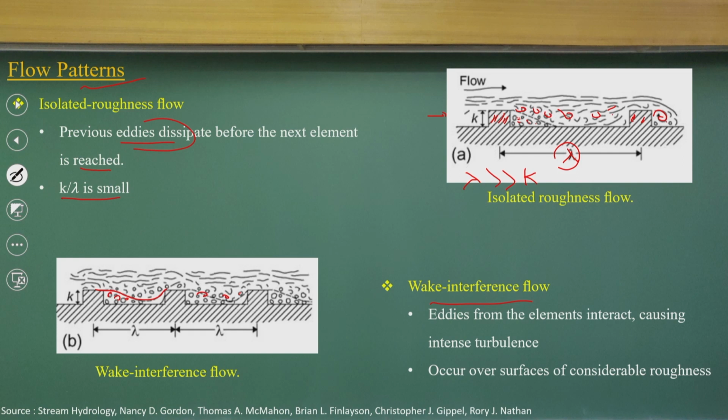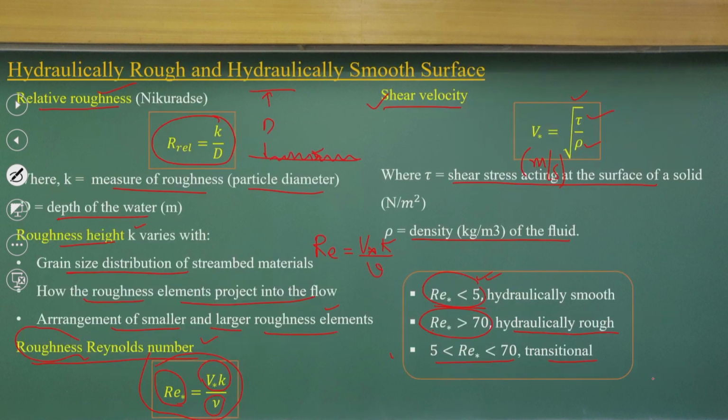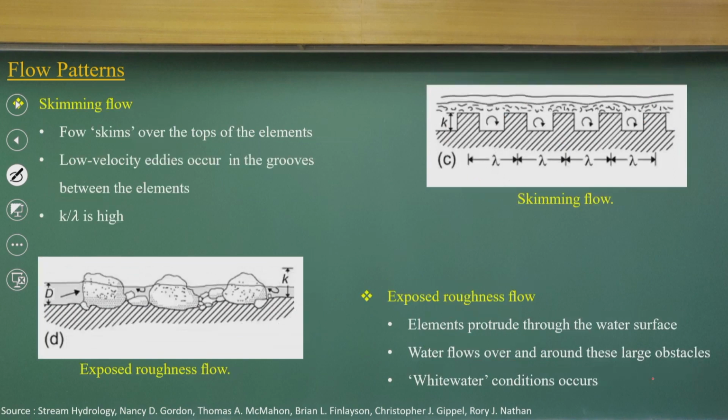Now, we have wake interference flow conditions. The lambda length is such that the elements are interfacing with each other. The eddies from one element interact with the next and cause intense turbulence. The degree of turbulence will increase, and the surface will behave as a considerably rough surface.